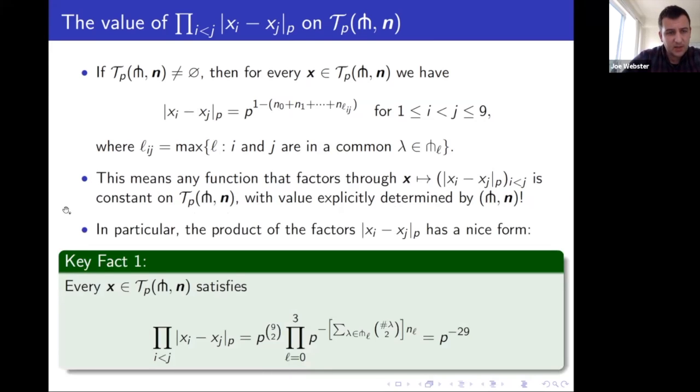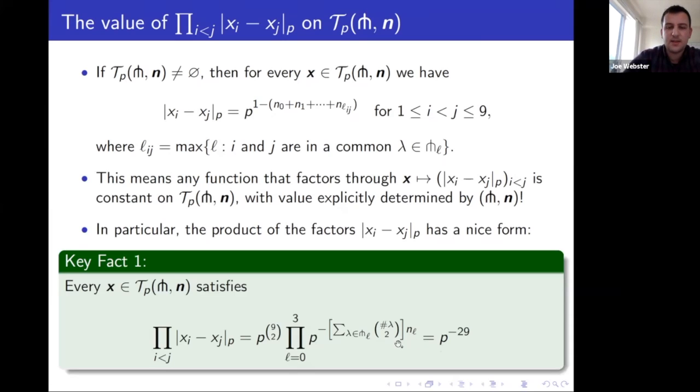Moving back to our particular problem, we wanted to integrate this product to the beta. And what you can check by taking this formula for all of the different pairs i and j is that you get a nice simple product that depends on the partitions and the n_l's in a very simple way. I added this equals p to the minus 29 just for fun. This shows you what you would get for the particular example I showed you before.